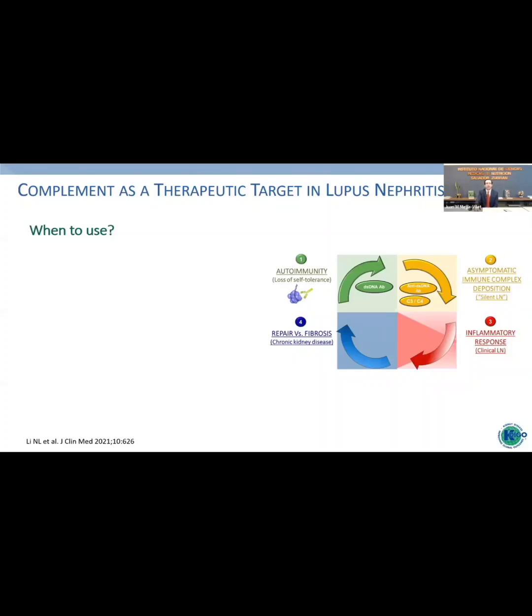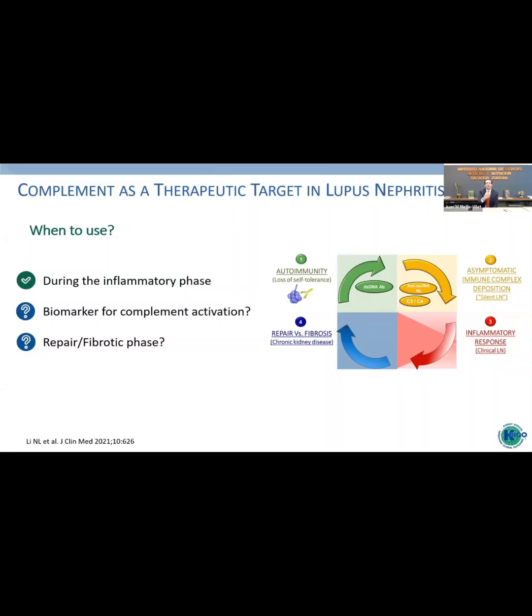And the other thing is when to use. Of course, the most logical answer is to use during the inflammatory phase, but we need biomarkers to show what pathway or what mechanism of damage is active in an individual patient to have better treatments. And as I mentioned before, there may be a role for these medications in the chronic fibrotic phase.